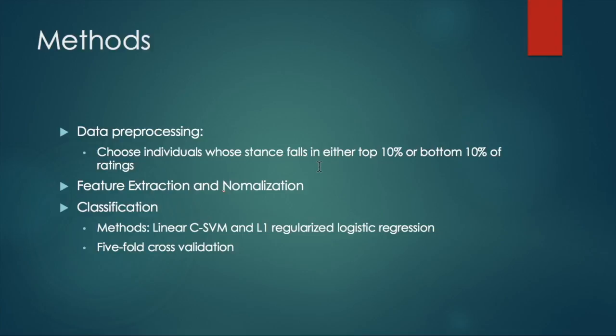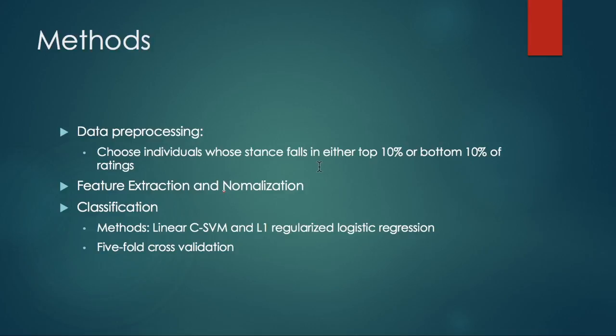In order to identify friendly, flirtatious, awkward, or assertive stance from speakers, we need to first extract the features from their speech and do data normalization of it. And finally, we got to the classification part. In this study, 2 methods are used: the linear support vector machine and a regularized logistic regression. Both of these 2 methods are machine learning methods used for data classification.